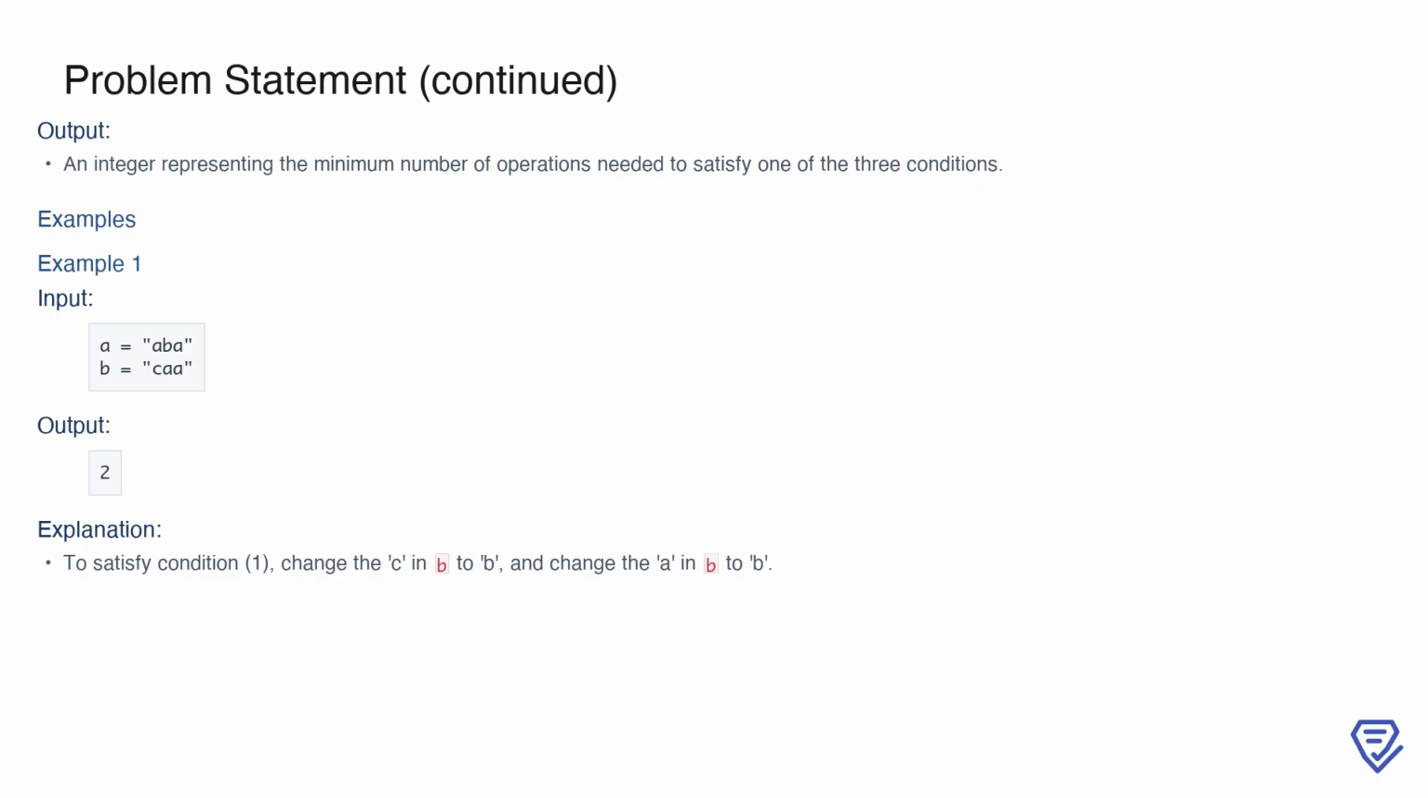Suppose the input strings are A equals ABA and B equals CAA. The output in this case would be 2. To satisfy the first condition, where every character in A is strictly less than every character in B, we can change the C in B to B and also change the A in B to B. This transforms B into BBB, making all characters in A strictly less than those in B. The total operations performed here are 2.